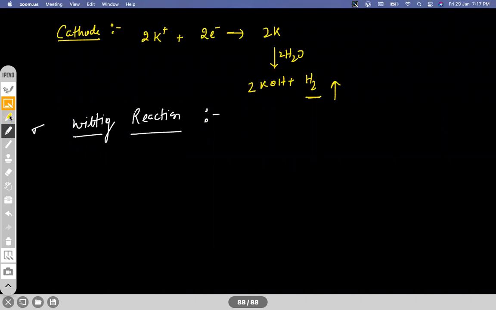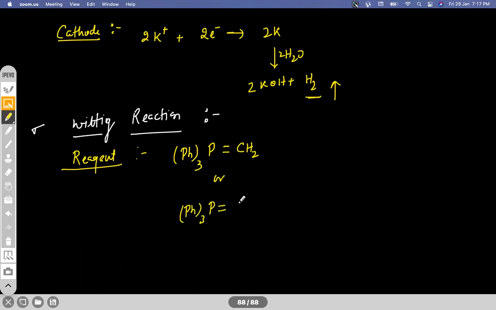Wittig reagent is triphenyl phosphorane. Triphenyl, Ph3. This is triphenyl. Then phosphorus, then double bond. You can take CH2 here, or instead of CH2, 2 alkyl groups also you can take. Means anyone you can take if you want. Ph3P double bond C, R, R dash, anything you can take. Right? This is triphenyl phosphorane. Name if you want to write down. Phenyl is the benzene ring.